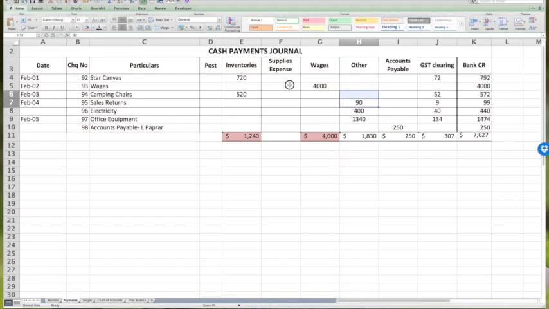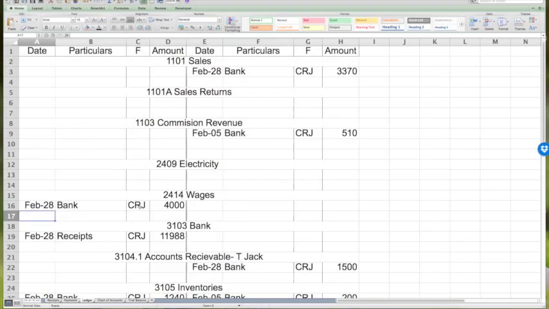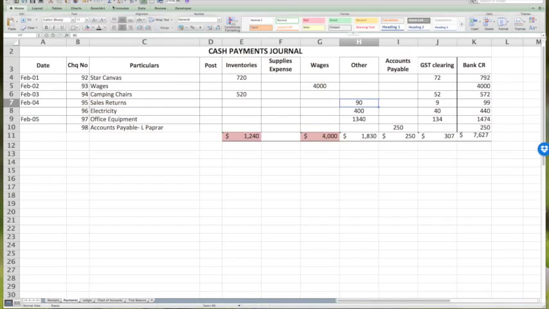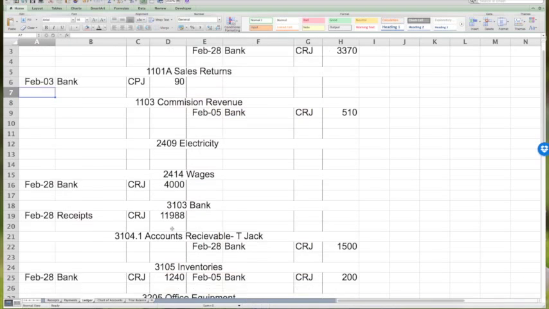Next one we've got the other column, so we'll go through and post these individually. We've got sales returns here. That's a debit because it's on the cash payments journal, so we're debiting the sales returns account, $90. So I'll pop that into our ledger. Here we've got sales returns. Pop it in for the individual day that it happened, because we're not posting a total. So February the 3rd, bank, cash payments journal, $90. Pretty straightforward. Colour in that square.